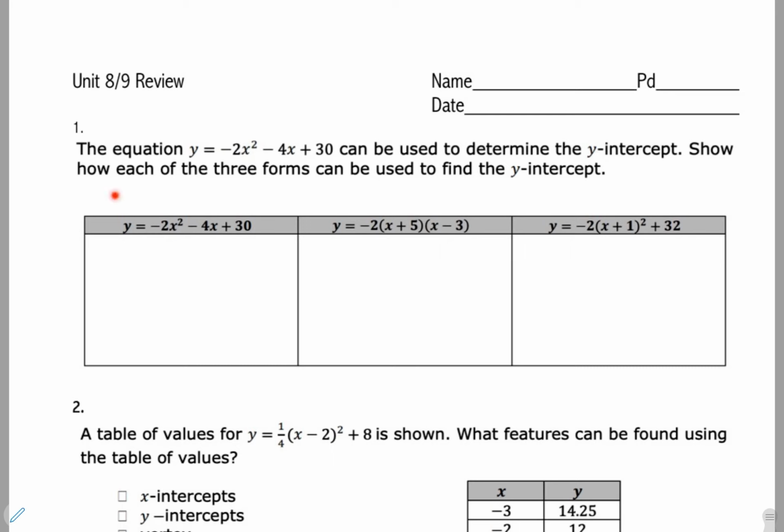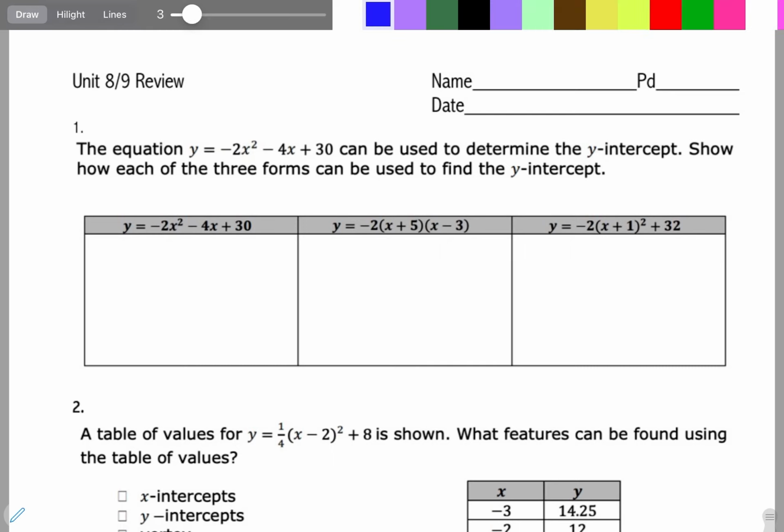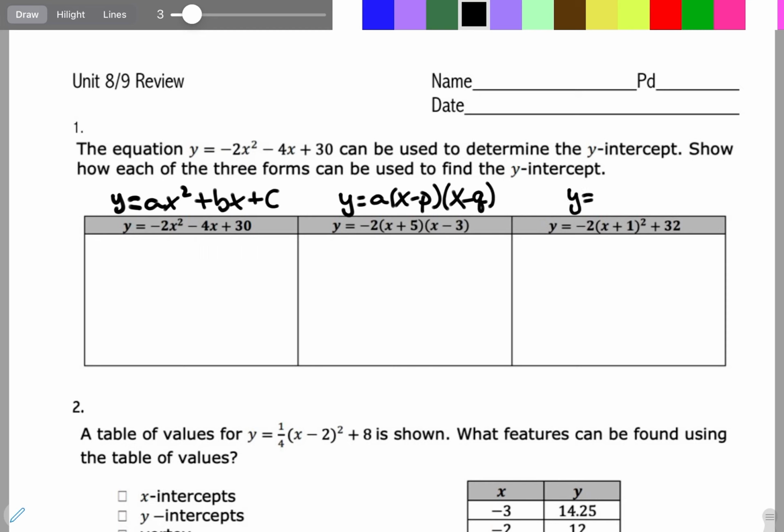One is in standard form: y equals ax squared plus bx plus c. One is in factored form: y equals a times (x minus p) times (x minus q). And one is in vertex form: y equals a times (x minus h) squared plus k.